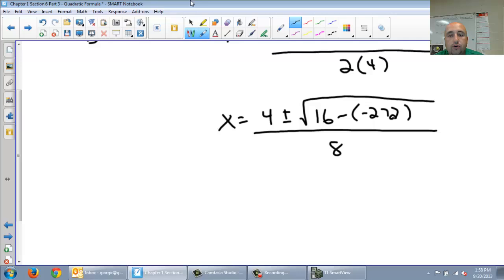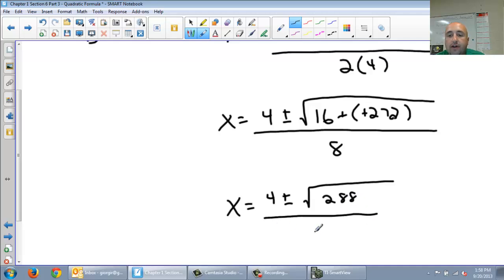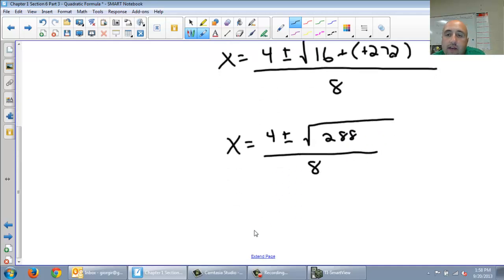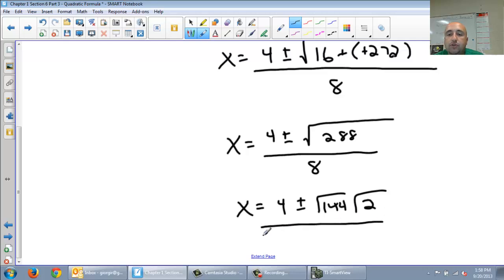All right, so moving on. So we have X equals 4 plus or minus, minus a negative is plus. 272 plus 16 is 288, all divided by 8. Okay, continuing on, we have X equals 4 plus or minus. We have to break down 288, and that happens to be 144 times 2. That's a nice, easy one to simplify.